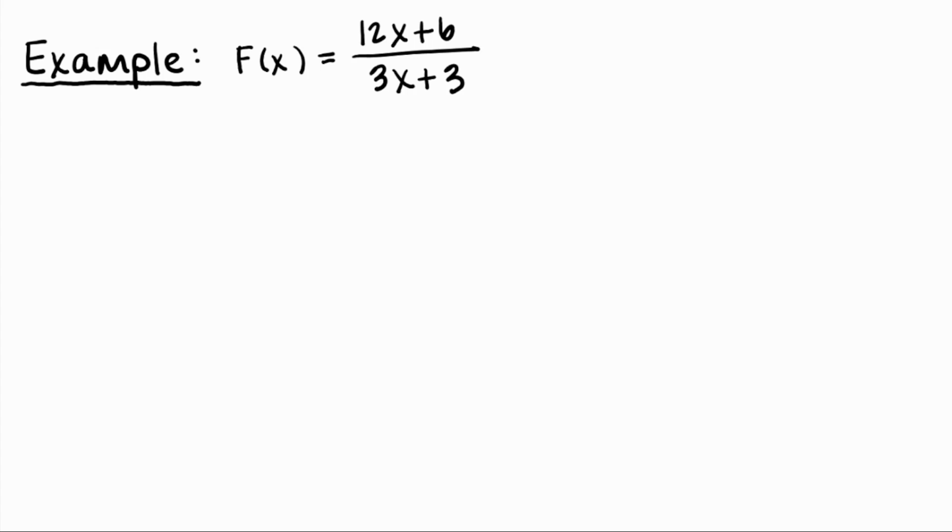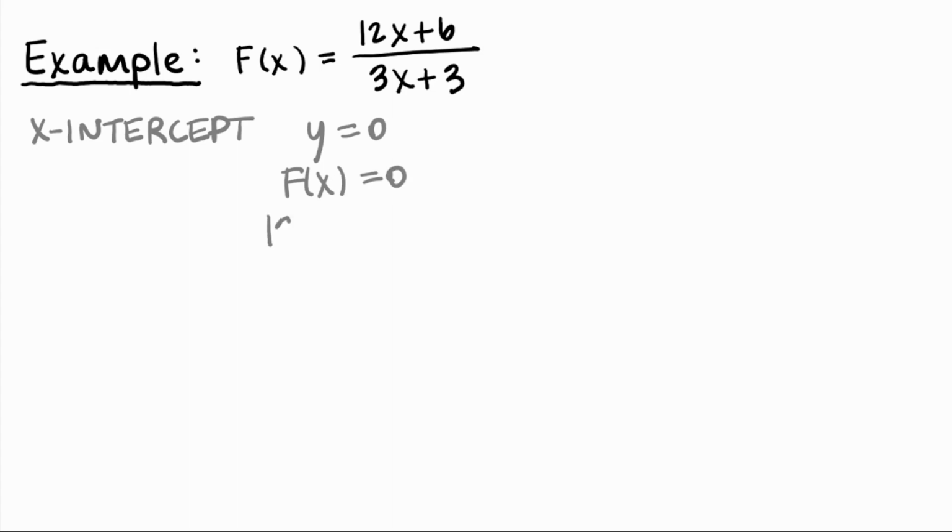So we're going to start by finding the x-intercept of this function. We're going to do that by setting y equals 0. So that means that f of x needs to equal 0, and that's 12x plus 6 divided by 3x plus 3 equals 0. Now, in the future, I'm probably just going to say a fraction only equals 0 when its numerator equals 0.